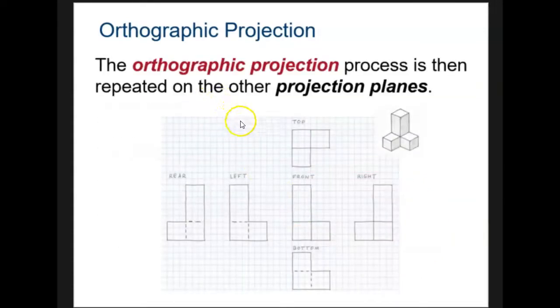The orthographic projection process is then repeated on the other projection planes. So here we have an example of a part. Here's the front view, and if we were to imagine looking at the top, it would look like this, the right side would look like that, the left would look like that, with your hidden lines. You can see the hidden lines here showing the other surfaces behind these parts.